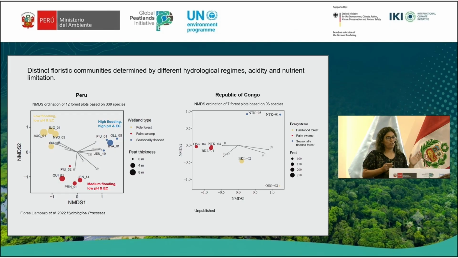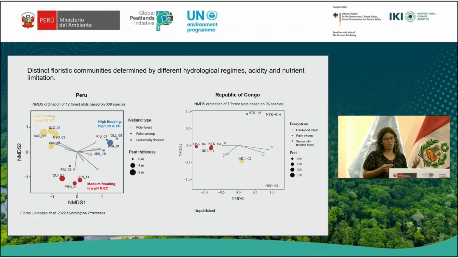And going to the data set, for now we have analyzed the composition of these plots. On the left-hand side, you can see the 12 sites that we are monitoring with the project, and each dot is one plot, and we're analyzing the floristic composition, how similar these plots are to each other. You can see the different ecosystem types in different colors, and what is really interesting is that there are distinct floristic compositions determined by the different hydrological regimes, acidity and nutrient status of the swamps.